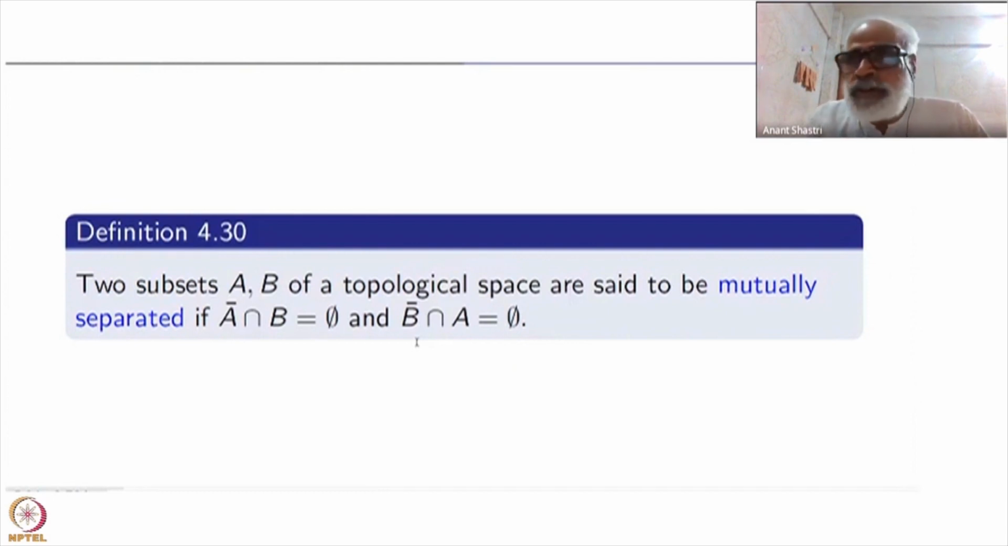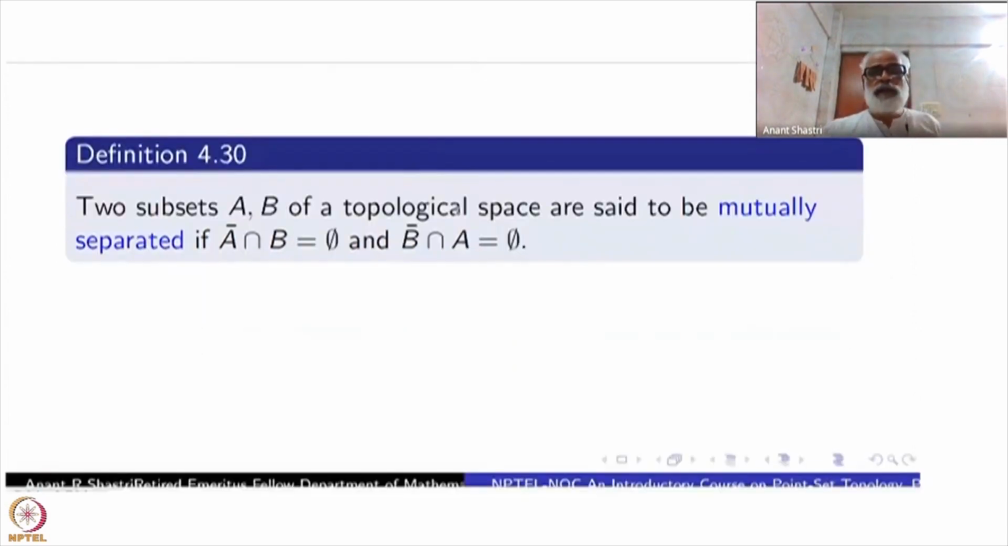Instead of saying closed subsets, start with any two subsets. Being disjoint is weaker than saying that they are separated. You see, A intersection B may be empty, but A bar intersection B may not be empty. So this is a stronger condition on arbitrary subsets than saying that they are just disjoint. So this definition is made in the light of the third condition in the normality. You'll see why.